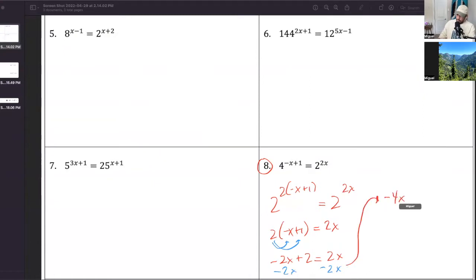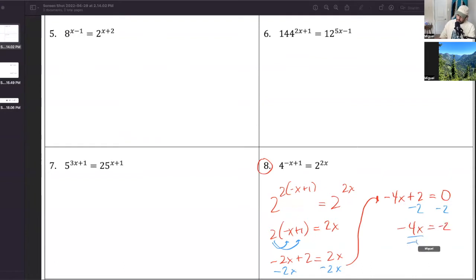Negative 4x plus 2 equals... Some people for whatever reason forget that 2x minus 2x on the right side is going to equal 0. A lot of people get confused because it goes away. And so now, the final 2 steps is to subtract the 2 to the other side. Then I get negative 4x is equal to negative 2.